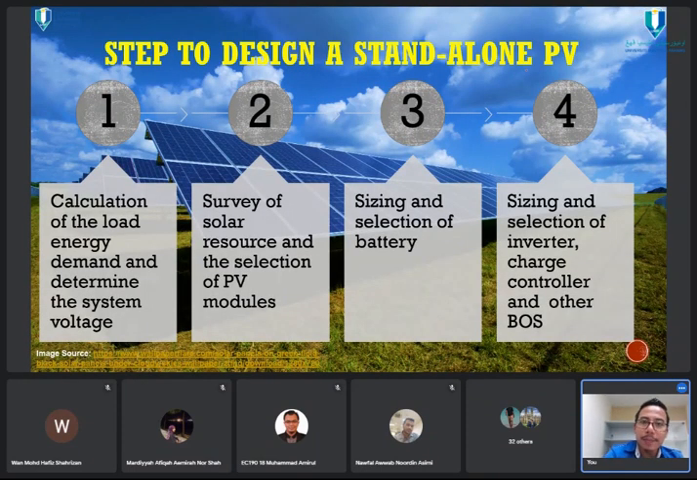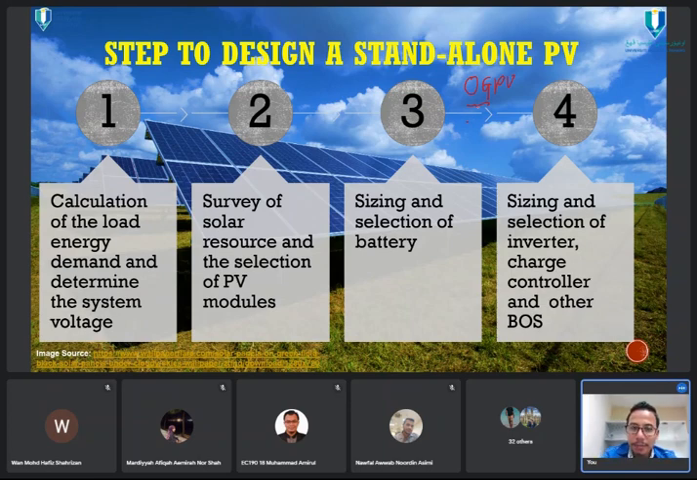Okay. Steps to design a standalone PV. Standalone PV, off-grid PV, OGPV, whatever. It's all about off-grid PV. OGPV also we can say. In the SEDA course, it's named OGPV, off-grid photovoltaic.